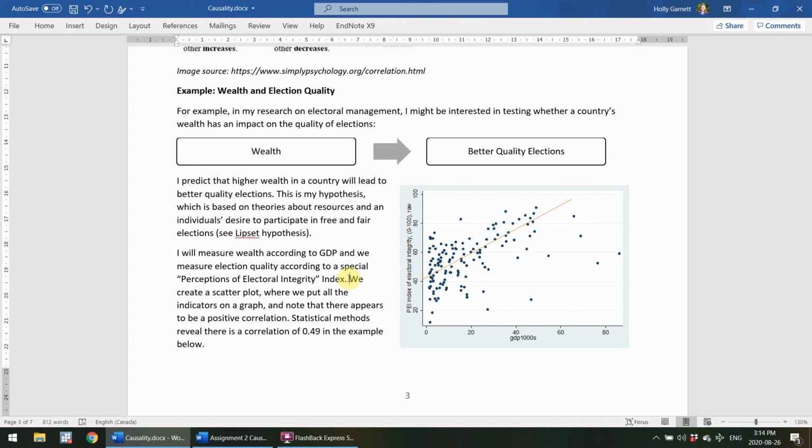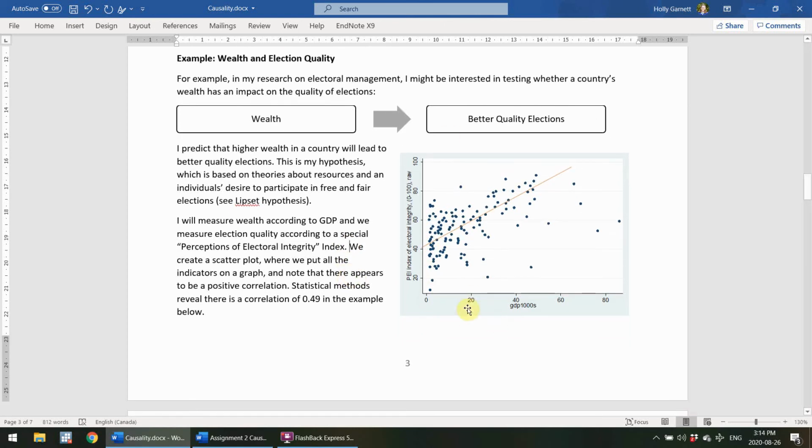So we can create a scatter plot with our independent variable down here, which is GDP, and our dependent variable here, which is the perception of electoral integrity on a 0 to 100 scale, and each little dot is a country. We put all the dots, and then we can estimate a line of best fit. Does there appear to be a correlation?